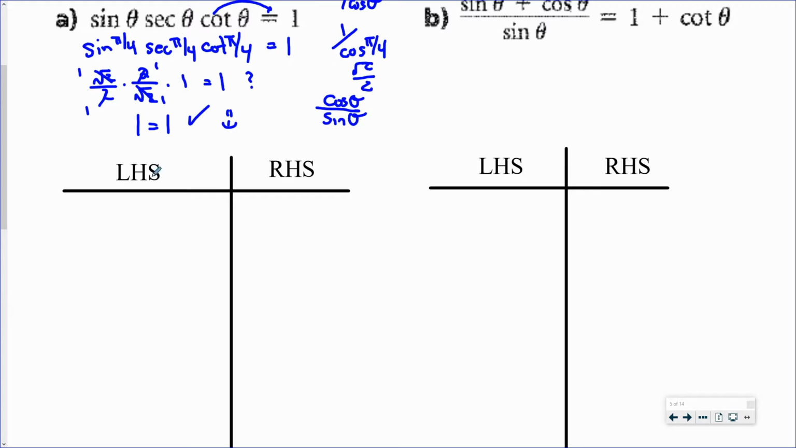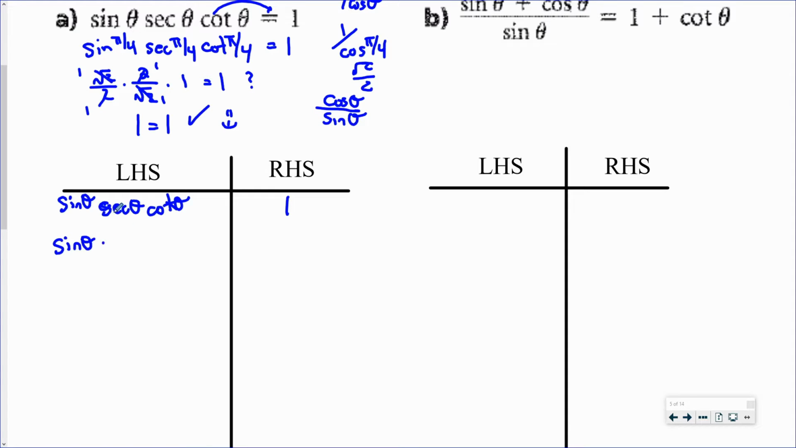So what we do is we set up these tables, and to help you solidify the concept that you can't cross terms from one side to the other, we put a big black line down the middle and say nothing crosses this line. On the left-hand side, we have sine theta, secant theta, and cotangent theta. On the right-hand side, we have 1. Maybe we can substitute something in for all these values. For sine theta, I'm going to leave that alone.